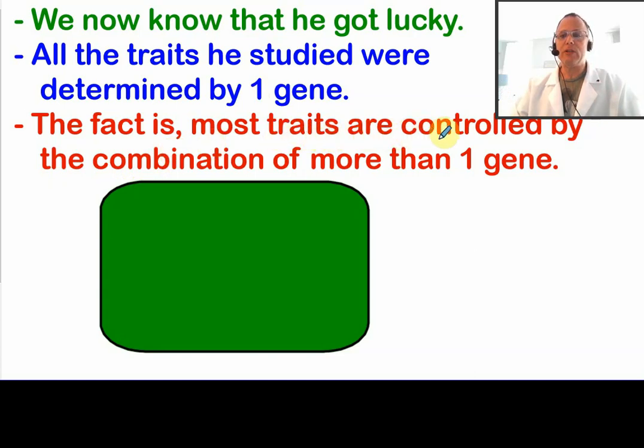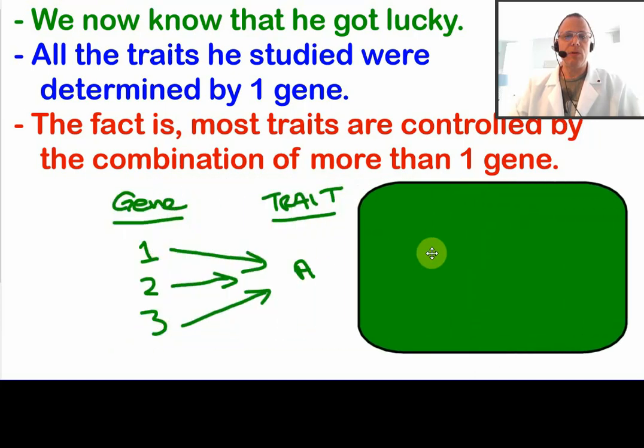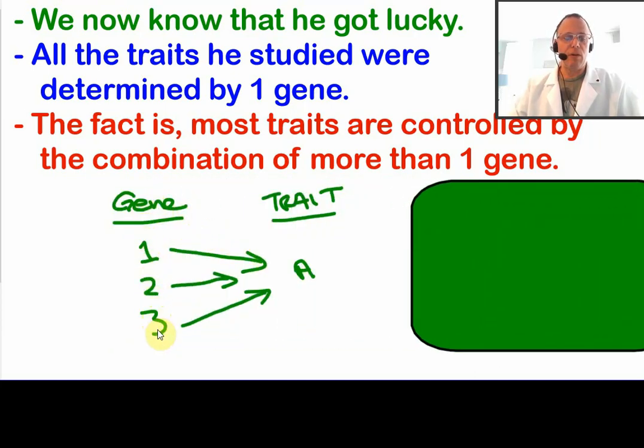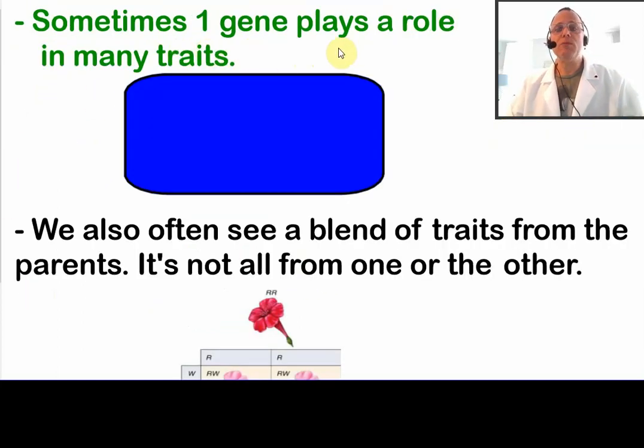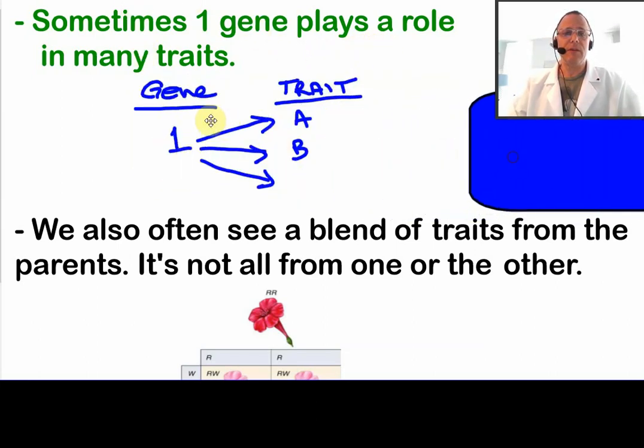The fact is, most traits are controlled by the combination of more than one gene. And it kind of looks like this. If these are three genes per chance, it will make three proteins, and the combination of those proteins actually make the trait happen. Further, sometimes one gene plays a role in many traits, and that looks like this. So one gene, that one protein that the gene makes, intermingles with many other things and leads to trait A, trait B, trait C, and many more, in fact.